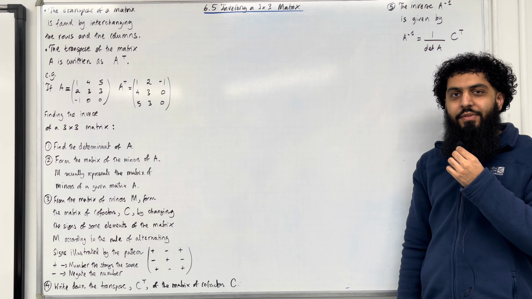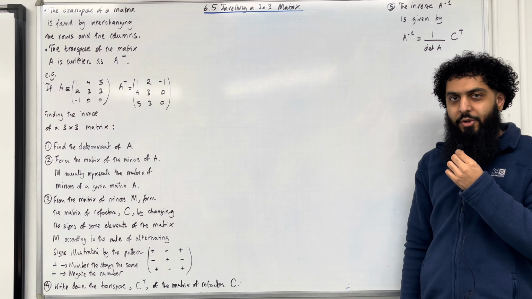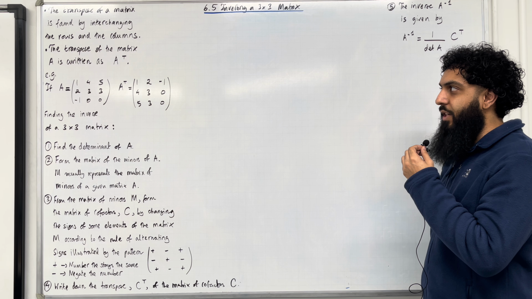Welcome back. In this teaching video, I'm looking at 6.5, inverting a 3x3 matrix. 6.5 represents chapter 6, section 5 of the Core Pure 1 textbook. Let's have a look at the key facts of this section.